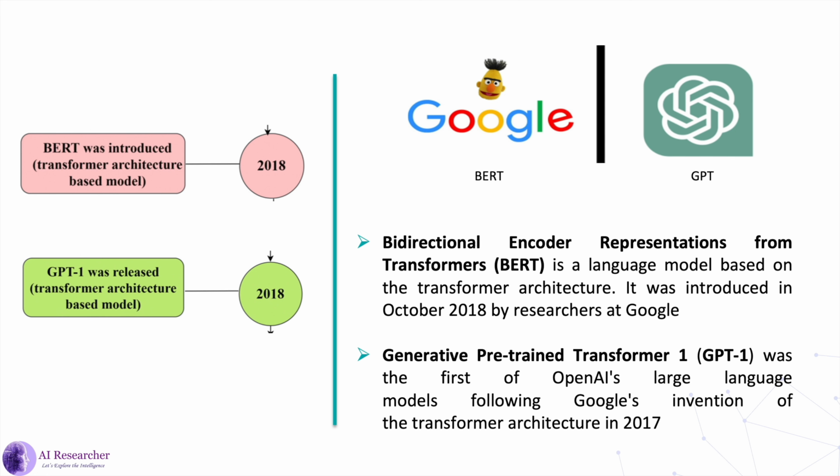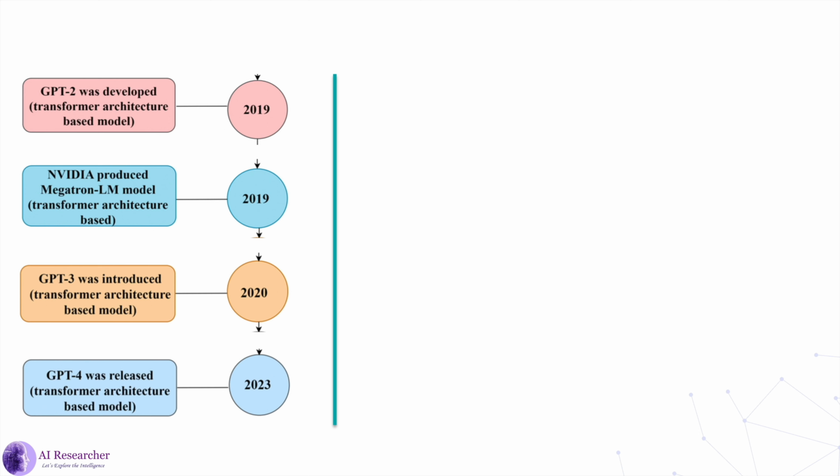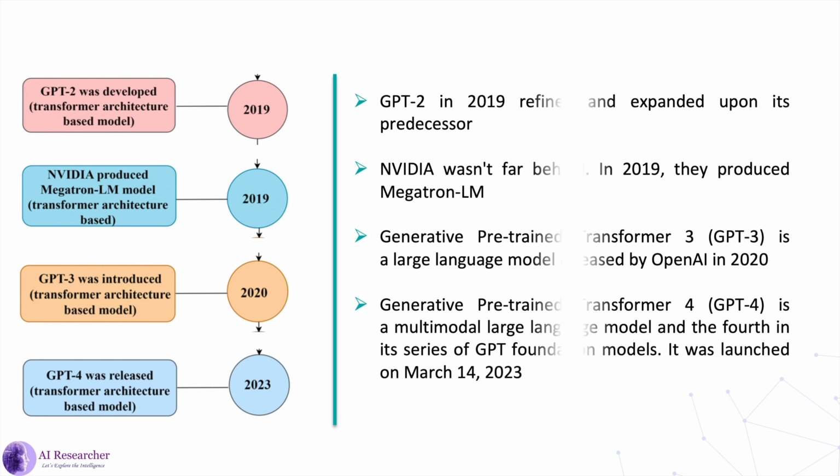From 2018 we see really quick progress in language modeling. GPT-2 was released in 2019, which was a refined version of GPT-1. GPT-2 was pre-trained on a dataset of 1 million web pages. We can say NVIDIA wasn't far behind. In 2019 they produced Megatron-LM, a transformer-based LLM. Then Generative Pre-trained Transformer 3 was released by OpenAI in 2020. Like GPT-2, it used the decoder transformer model of a deep neural network.